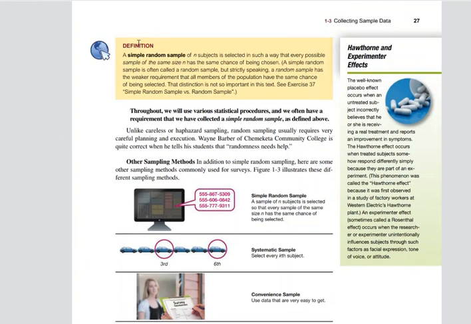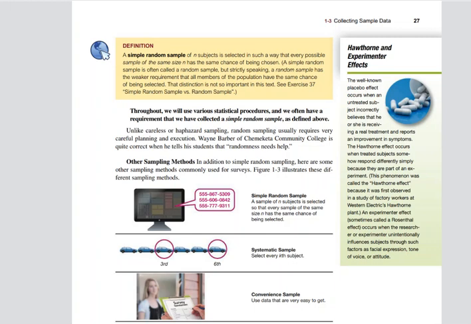But the first one is the simple random sample. A random sample means every element in the population has an equally likely chance of being selected for the sample. Okay, so again, we have a population and we have to select so that every element in the population has the same chance of being selected. So it sounds reasonable. Now, how do we do that?